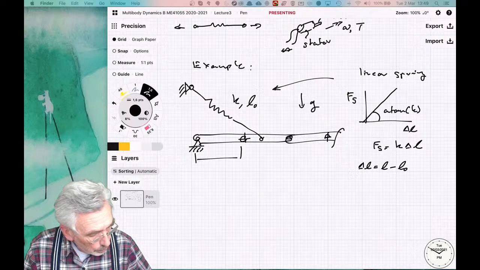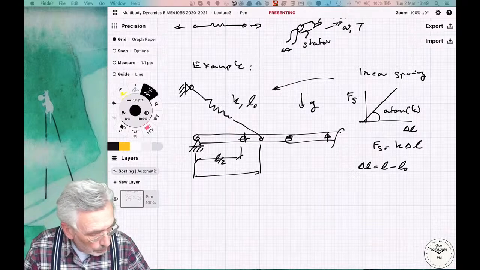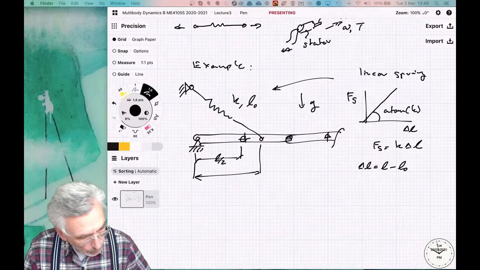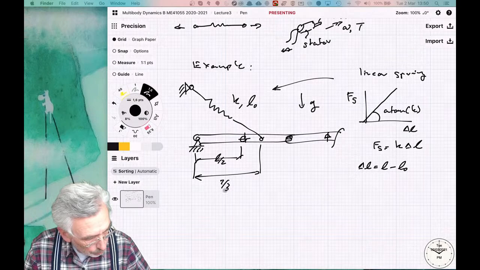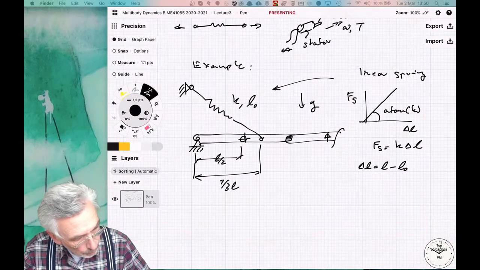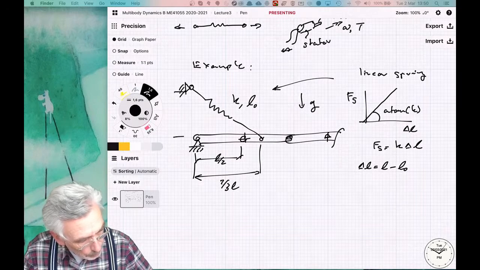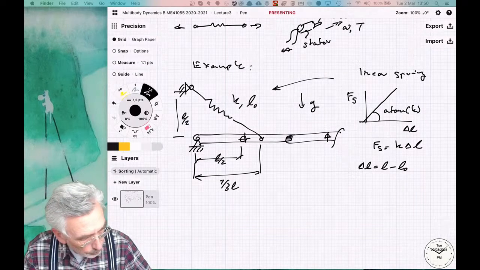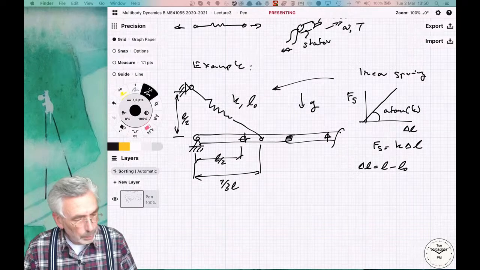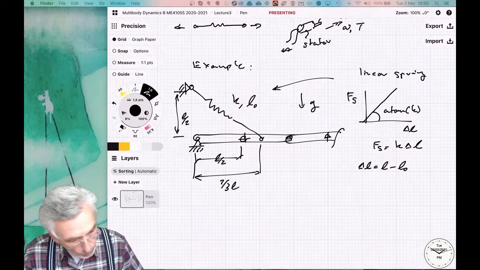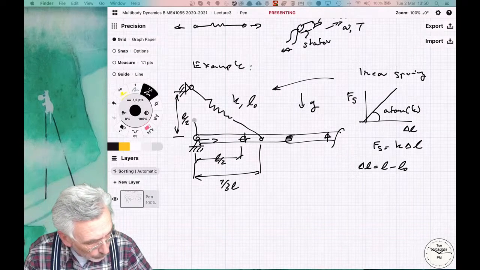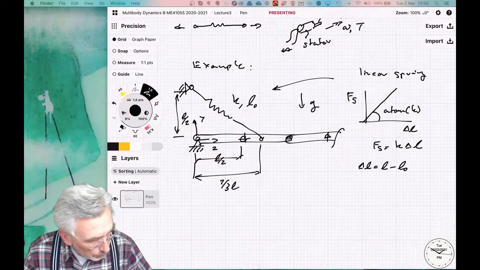Okay, some dimensions here. Let's take the case, I think this was last year's case. L over 2. The spring is attached at a distance 2/3 L, a little bit beside the middle point. And then the height is L over 2. That's the attachment point. We have coordinates, of course, x and y, and phi as a rotation.